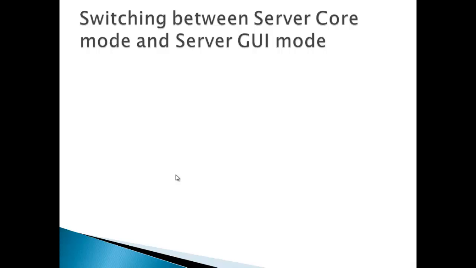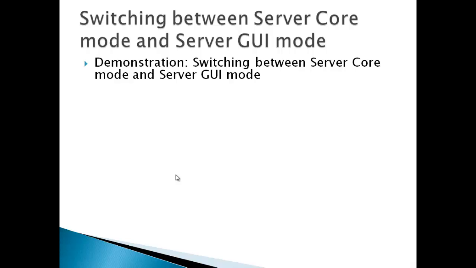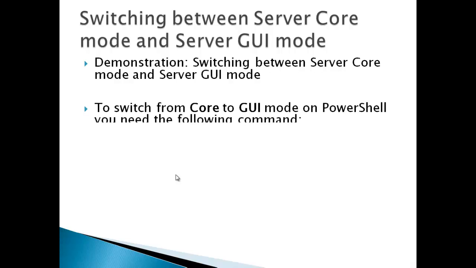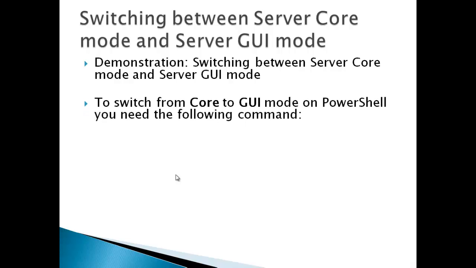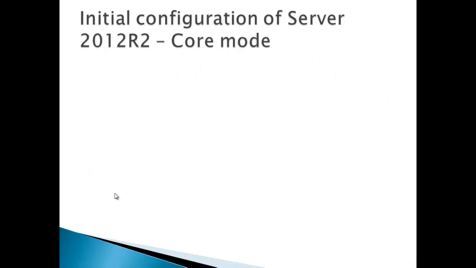Switching between server core mode and server GUI mode. We saw the demonstration of how to switch from core mode to GUI, and the commands. To switch from core to GUI mode in PowerShell, you need the following command: Install-WindowsFeature Server-Gui-Mgmt-Infra, Server-Gui-Shell, and we need to restart. If you want to switch from GUI to core through PowerShell, you need the following command. Instead of install, which we had earlier, we use Uninstall-WindowsFeature.